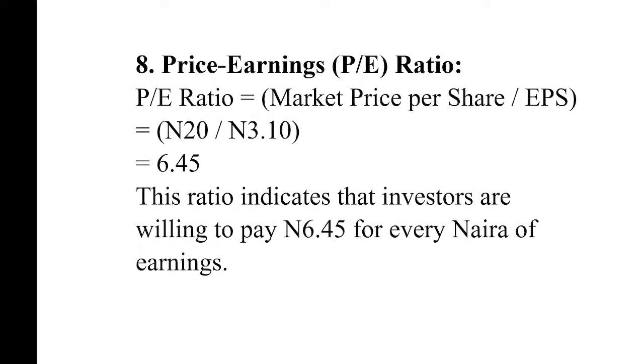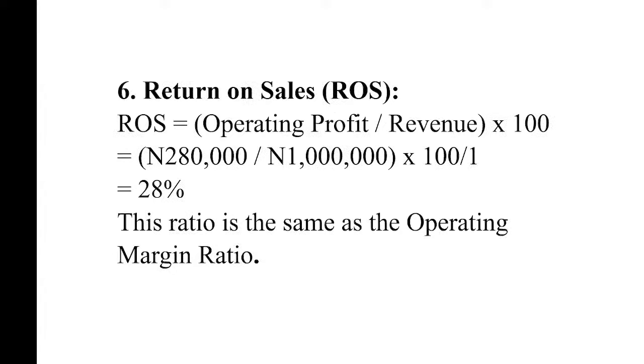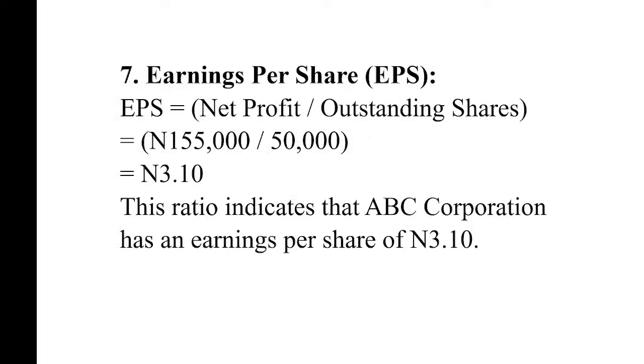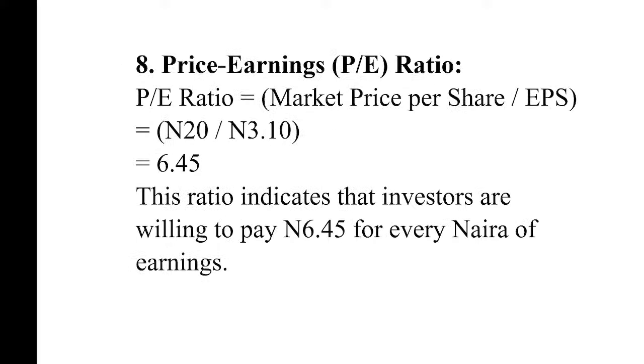So here we talk about return on sales. This ratio is the same as the operating margin ratio. Earnings per share. Earnings per share is equal to net profit over outstanding shares, equal to 155,000 over 50K. The outstanding shares were given there. So it gives you 3 naira 10 kobo. This ratio indicates that ABC Corporation has an earnings per share of 3 naira 10 kobo. So it means that for every share, they earn 3 naira 10 kobo.